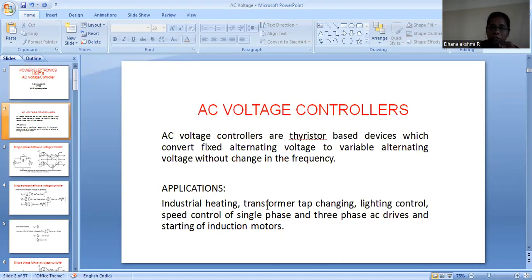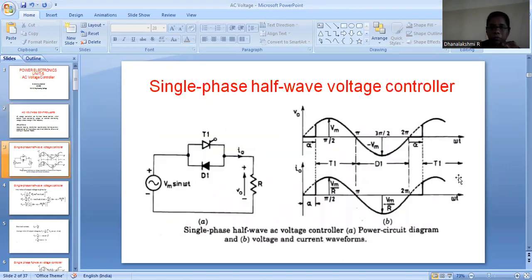These are the applications of the AC voltage controller: industrial heating, transformer tap changing, lighting control, speed control of single phase and three phase drives, and starting of induction motors. When we take the AC voltage controller, we can have two types. One is the single phase half wave AC voltage controller. The other one is the single phase full wave AC voltage controller. First, let us discuss the single phase half wave AC voltage controller.